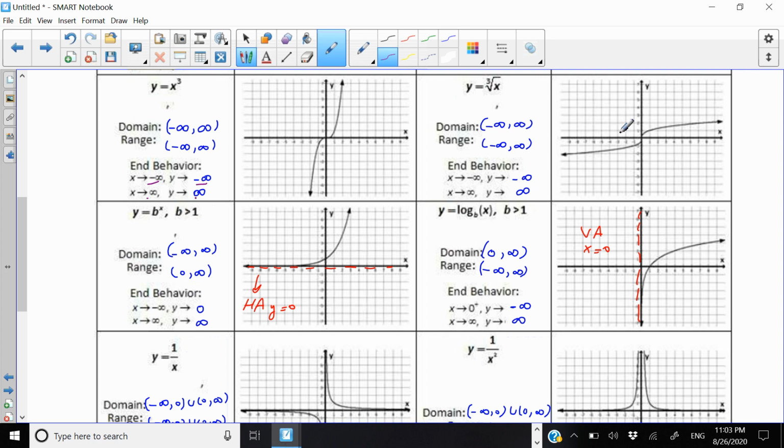Cube root function. X goes to positive infinity, y is also increasing. As x is going to negative infinity, y is also decreasing and going to negative infinity. So this will be the end behavior of my function.